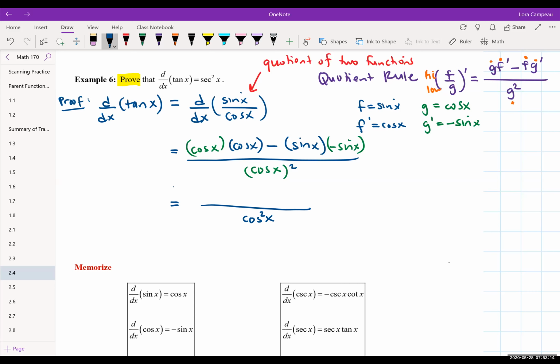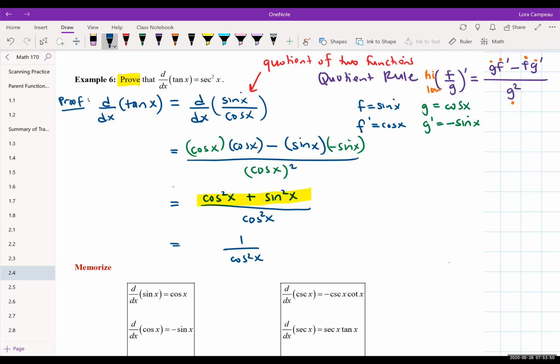So if we want to say cosine x times cosine x, on the top, that's also cosine square x. Now sine x times sine x is sine square x. But then we have negative times negative, or minus a negative, which is going to give us a positive. And what we have right here is a Pythagorean identity. Sine square x plus cosine square x equals 1.